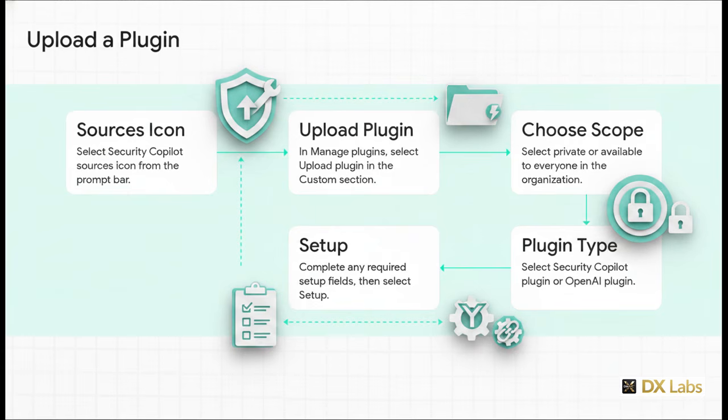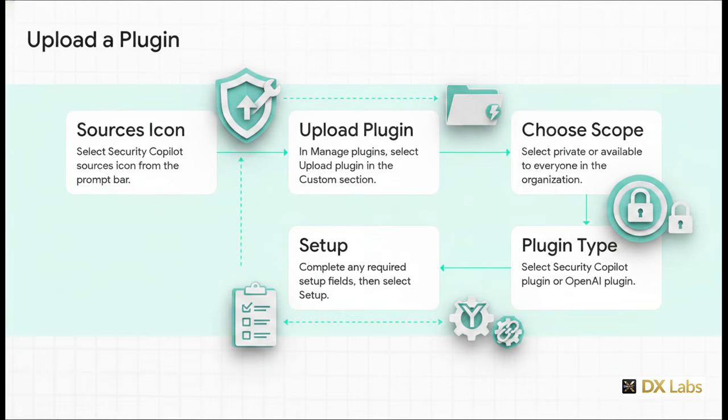Step 1. You select the Security Copilot sources icon from the prompt bar. Step 2. In Manage Plugins, scroll down to the Custom section and select Upload Plugin. Step 3. Choose your scope from the dropdown. This is where you decide if it's available only to yourself, meaning private, or available to the whole organization.